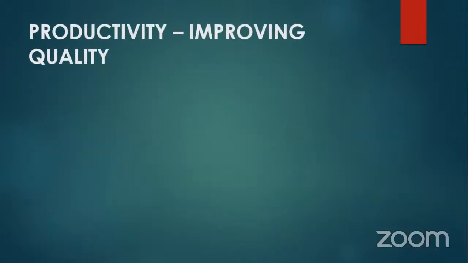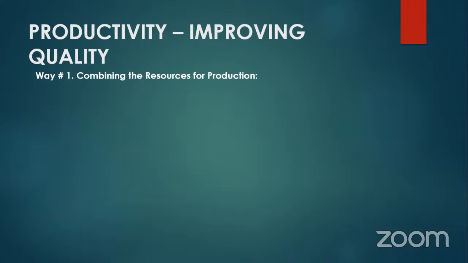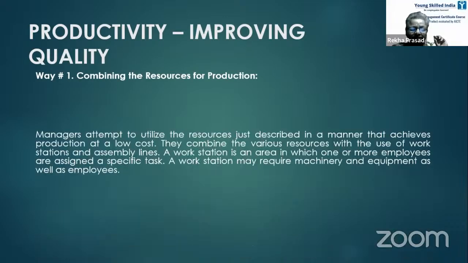Productivity means improving quality. How to improve productivity means not only the quantity, but also the quality has to be good. Quantity with quality. Combining the resources for production.